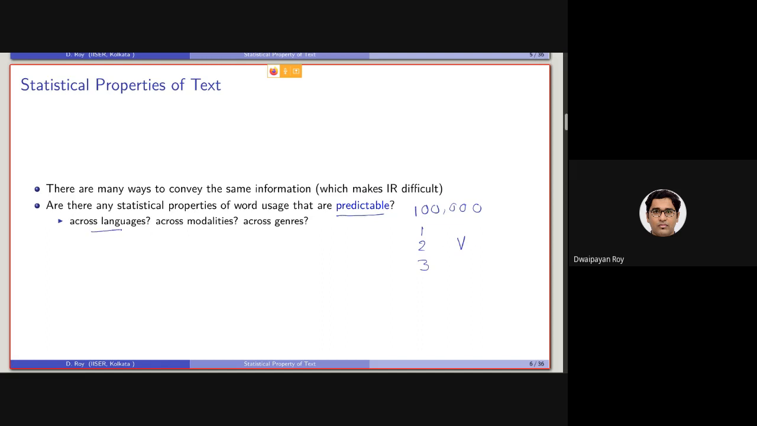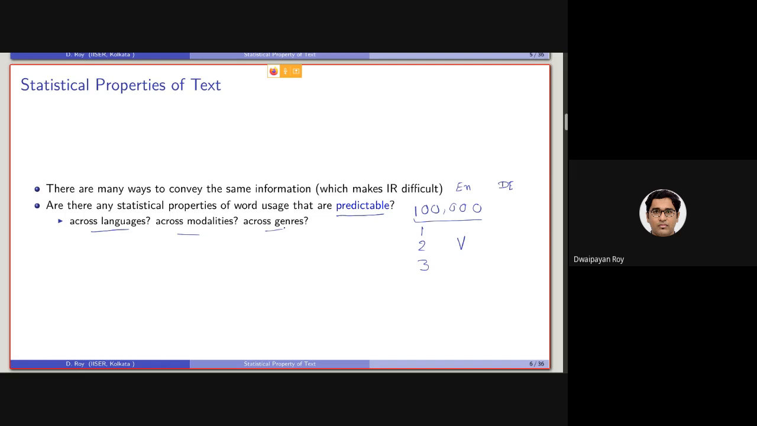Is it varying across language? That is, if the data is changed from say English to Bengali or English to any other language, say German, will we be observing different phenomena, or will we be observing something similar? If we also change the modality, such as if we change the data from the news data to say web data or some other type of data like tweet data or microblog data, will we be observing something different?